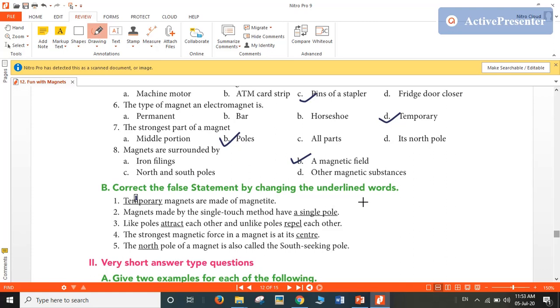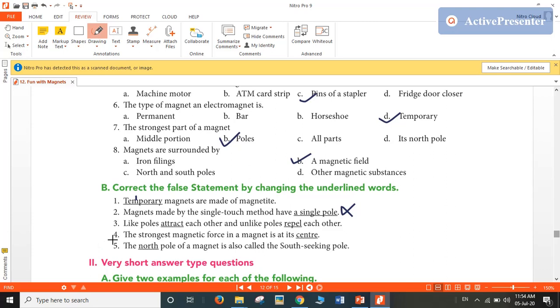Second, magnets made by the single touch method have a single pole. No, whichever method you use, two poles will be generated. So magnets made by any method have two poles. So in place of single pole, two poles will come. Like poles repel each other while unlike poles attract each other. So in place of attract, repel will come, and in place of repel, attract will come. So like poles repel each other and unlike poles attract each other.